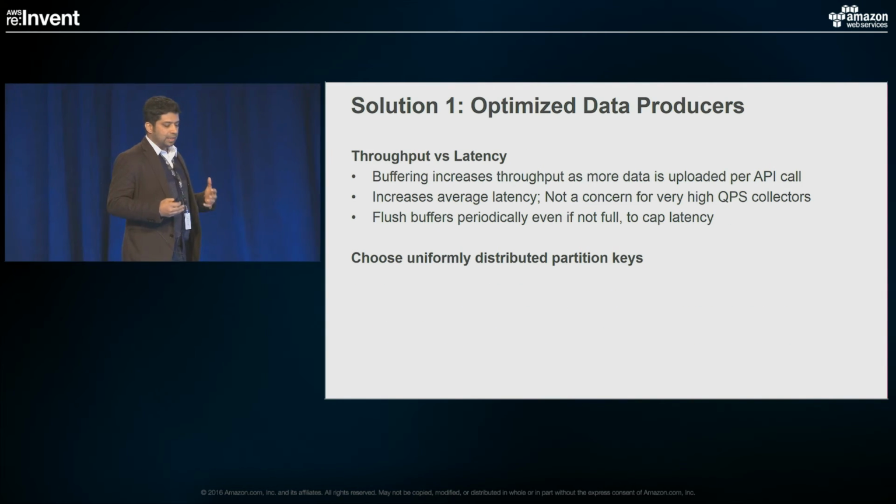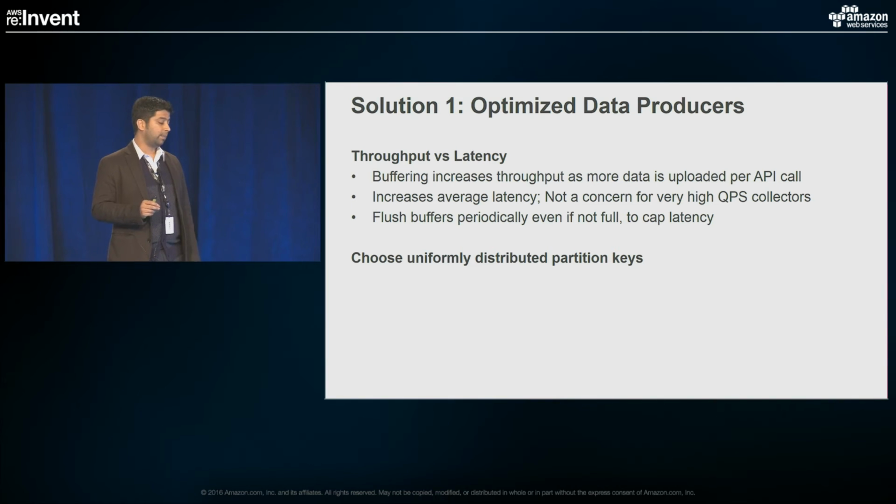Buffering of data obviously leads to an increase in throughput because more data can be uploaded per API call. However, it increases latency because data is being buffered, but a simple workaround for that is to periodically flush your buffers so as to have a cap on the latency. And finally, as Ryan mentioned in his talk, it's really important to choose the right partition key.